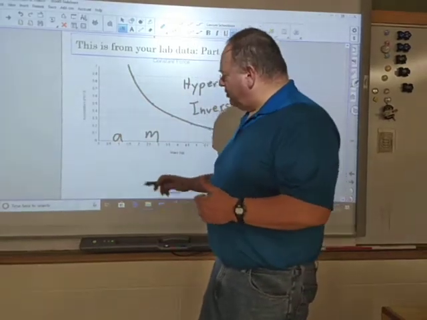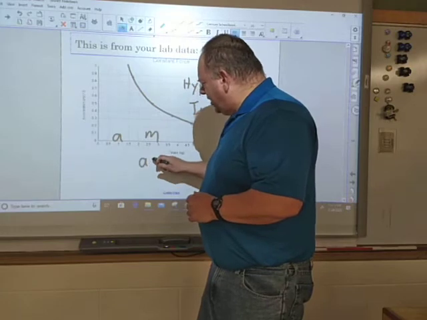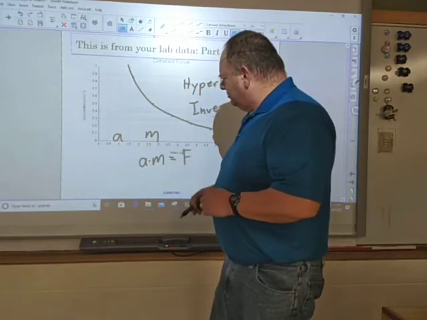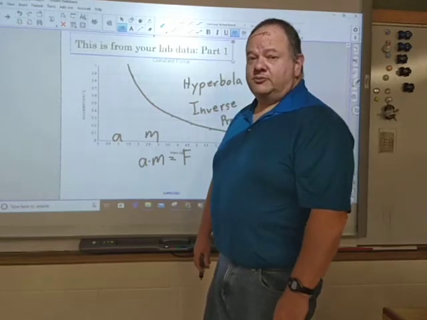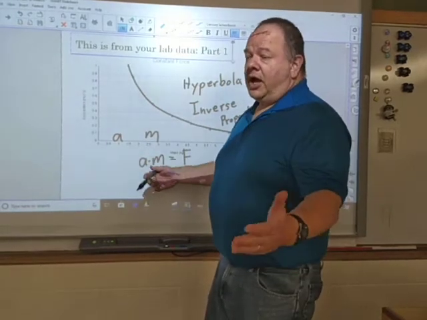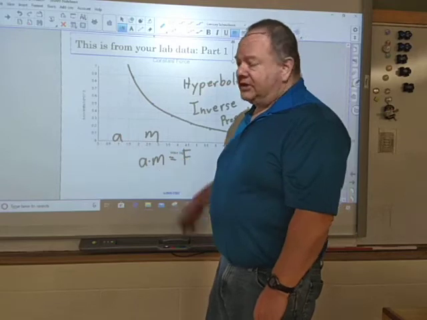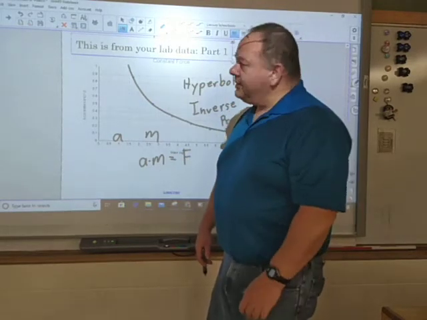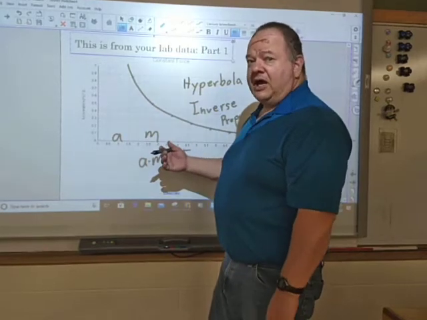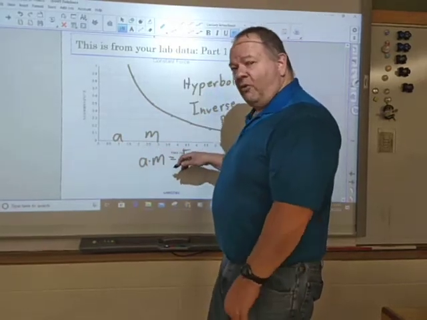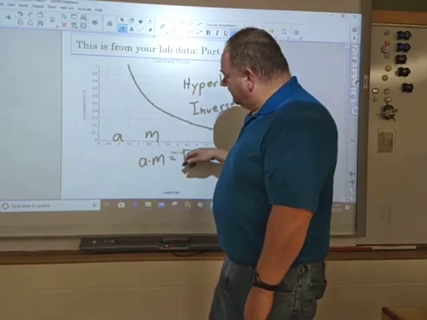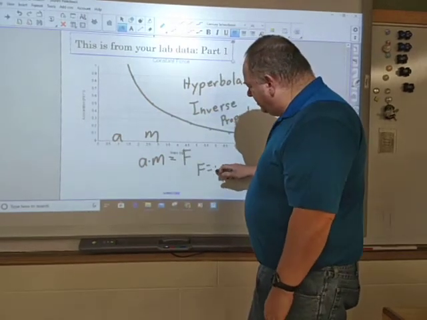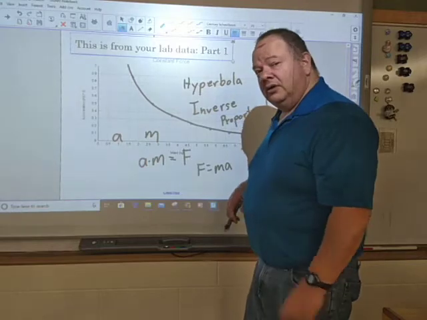Inversely proportional means if you multiply them together, acceleration times mass equals some sort of constant. I was just going to put a C for constant here, and I got ahead of myself. So, what did we hold constant in this case? Well, we had force. Now we're more used to seeing this as F equals ma. That's Newton's second law.